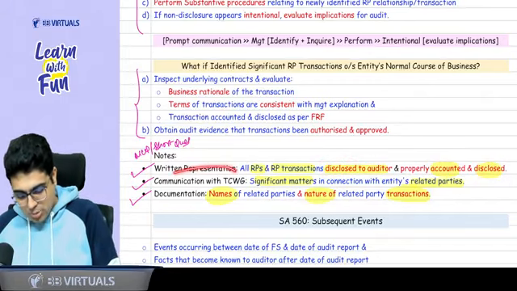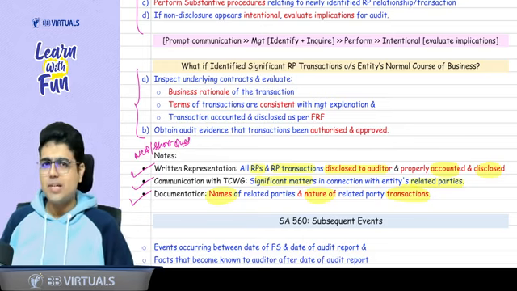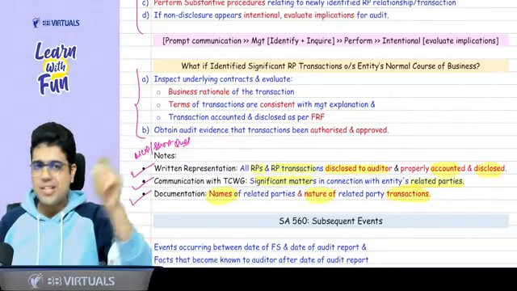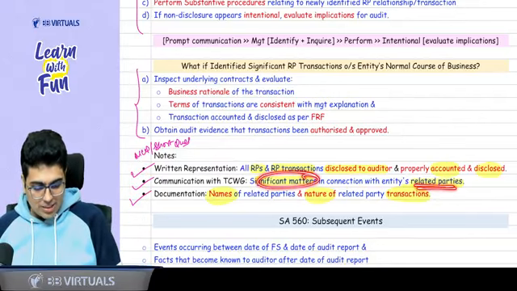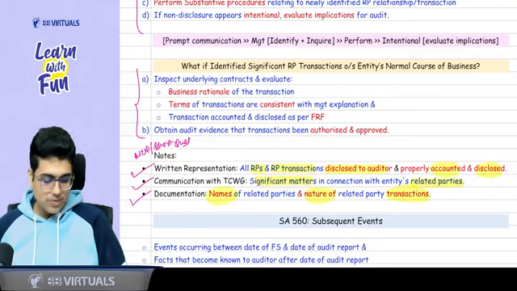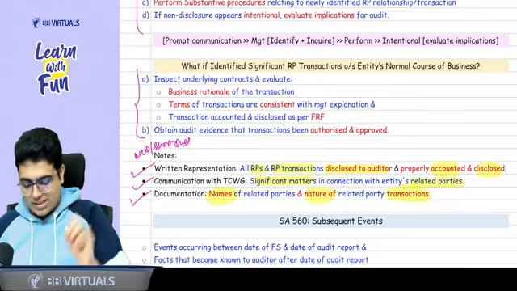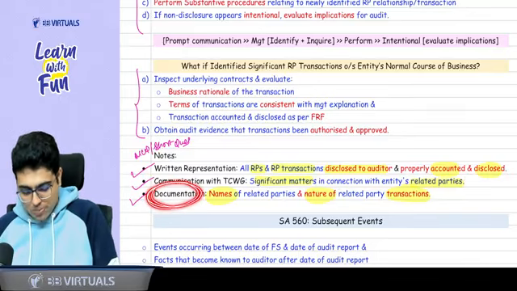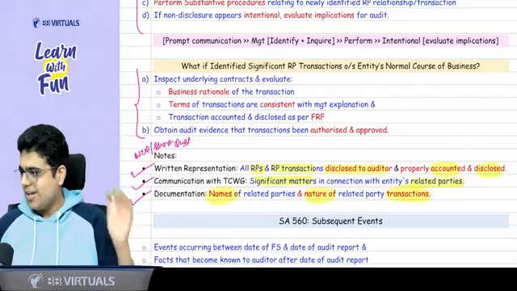Second thing, communicate with TCWG. Acha, with TCWG, what type of matters do we communicate? Normal matters or significant matters? Significant matters. So all the significant matters in connection with related party should be told to TCWG as per SA 260. And lastly, what do we need to document as an auditor? Name of the related party and the transactions with the related party.